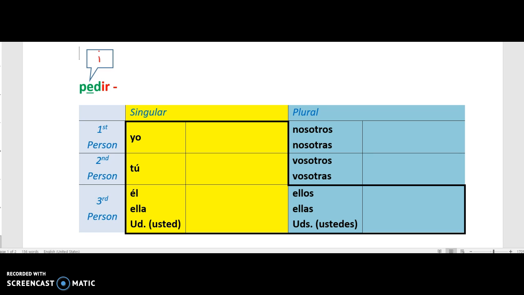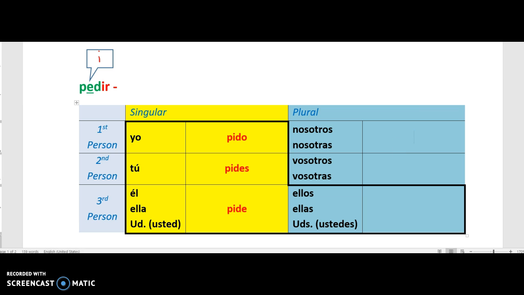Here we go. So let's go ahead and conjugate this one. Like I said, no irregular yo, pido. Okay. However, it is also an IR verb, just like repetir, so the endings are the same. Pido, pides, pide. Let's make that pretty and bold. Make it stand out. I dig it.